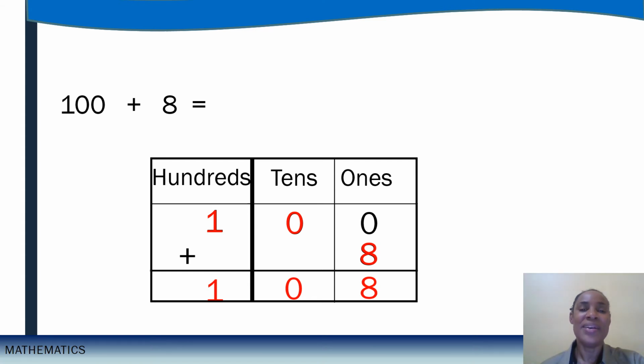Now boys and girls, read the final answer with me. We have 1 hundred, 0 tens, and 8 ones. That is 108. Yes, boys and girls, you got it. So 8 added to 100 gives us 108.